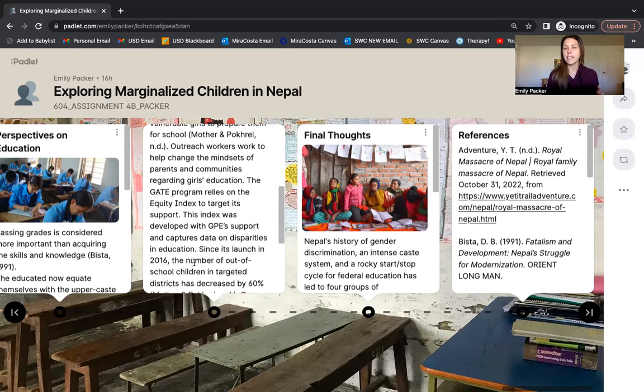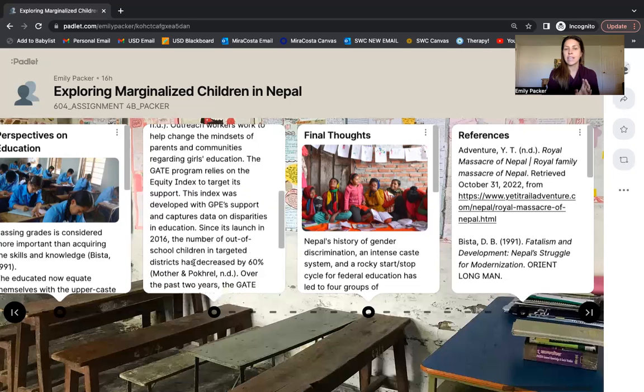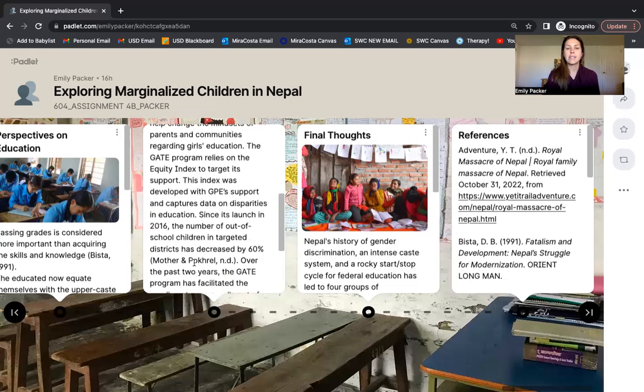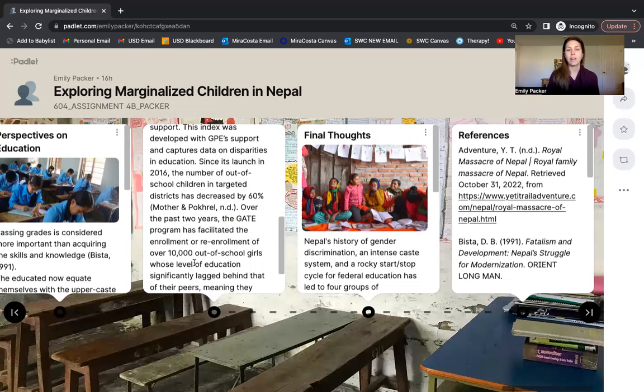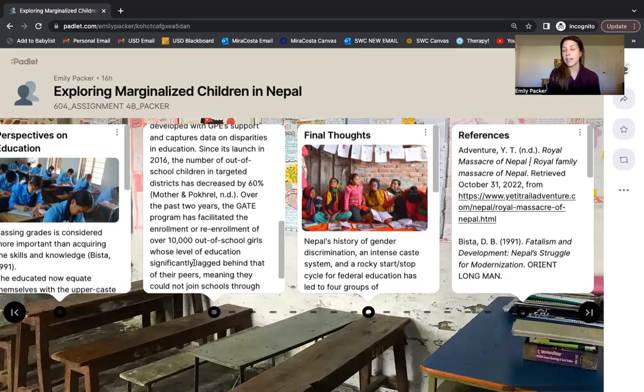The GATE program also relies on the Equity Index to target support. This index was developed to capture data on the disparities in education in Nepal, and it launched in 2016. Since it launched, in the targeted districts, the number of out of school children has decreased by 60%. So we see data that's supporting the program. For example, in the last few years, the GATE program has facilitated the enrollment or re-enrollment of over 10,000 out of school girls, and it made it possible for these girls to enter mainstream education.